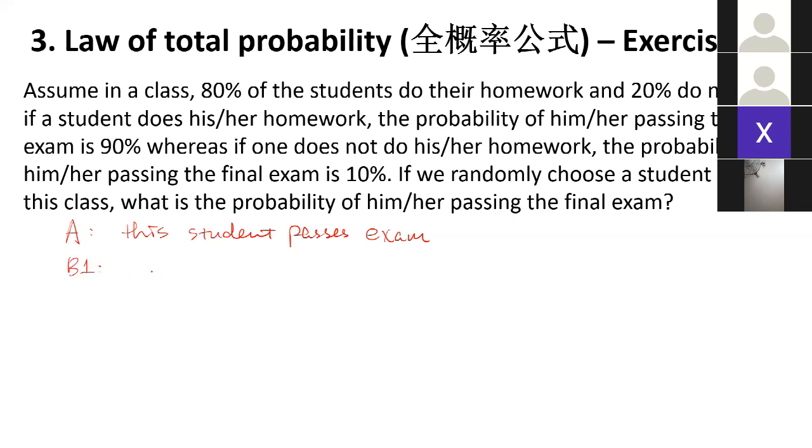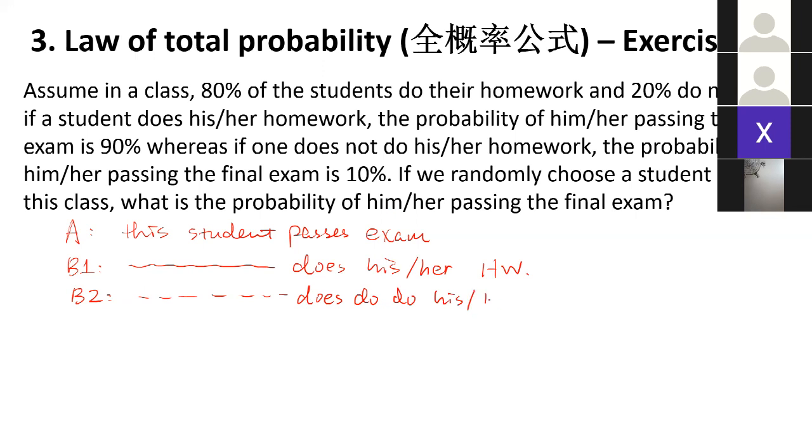B1 is this student does his or her homework, right? And event B2 is this student does not do his or her homework, right? And we also know that B1 intersect with B2 is empty set because there is no common part between these two events. And also we know there are only two types of students. So B1 union with B2 is the universal set, which is sample space.